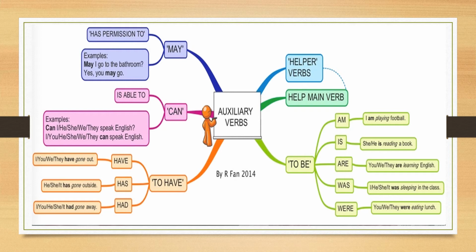Now coming to the other part of the auxiliary verbs, which are modal verbs like may, can, and to have. May is used to seek permission. For example, may I go to the bathroom? Can is used to show ability. Can they speak English? And to have has three different forms: have, has and had, depending on the tense, the number and the person. They have gone out, it has gone outside, it had gone away. So this is basically a flow chart to guide you to the different forms of auxiliary verbs and their examples.